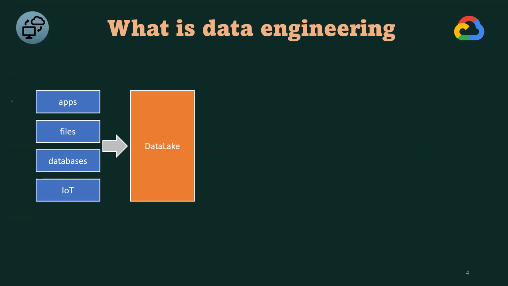Assume that this application may be running on some server, these files are in some other location, this database is running in some other region, or these IoT devices are generating data in a streaming manner. The data sources may be in different locations, on different servers, running on different applications. So we need to get the data from these data sources, extract it, and store it in one single location called a data lake.